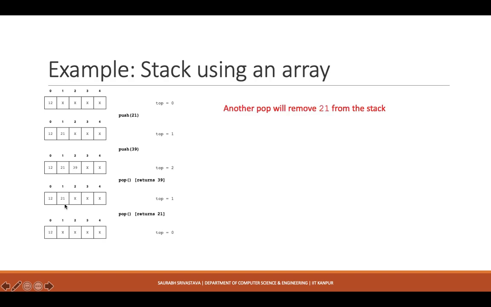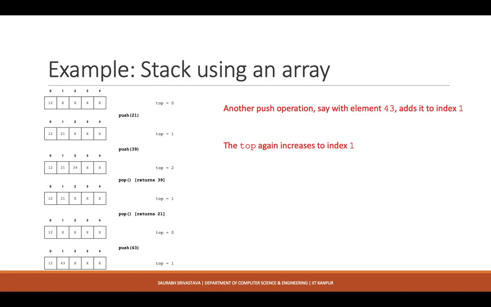And if another pop operation is executed, then I'm going to lose this particular element from the array, and the top now goes back to index 0. And if I do another push, then again it moves like this. The element gets added here at index 1, and the top is increased to 1. So this is just a simple example of how a stack looks using an array.